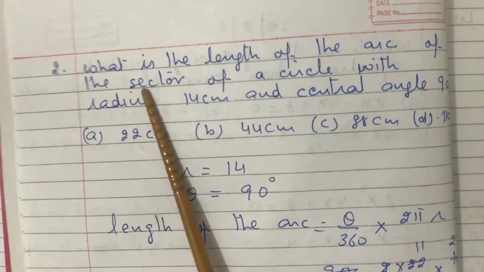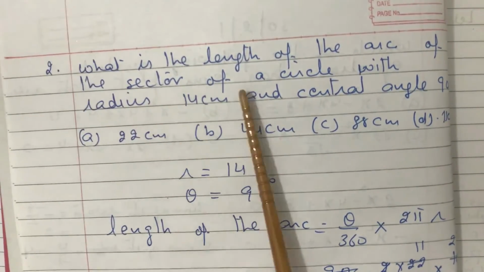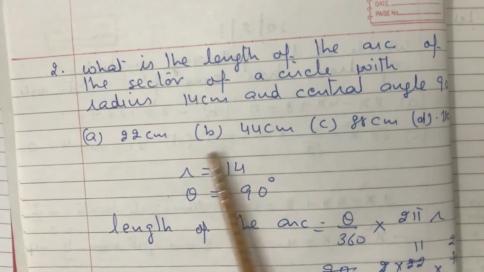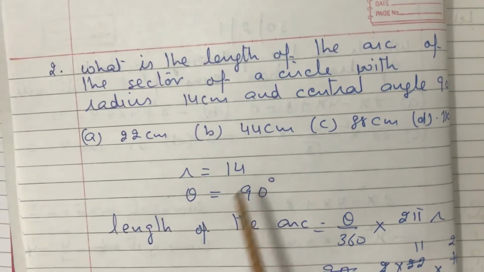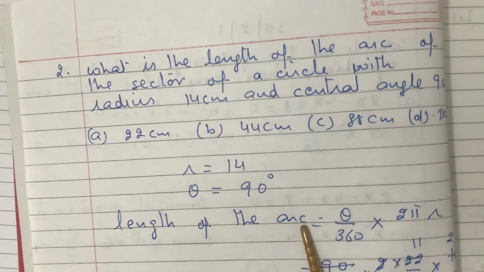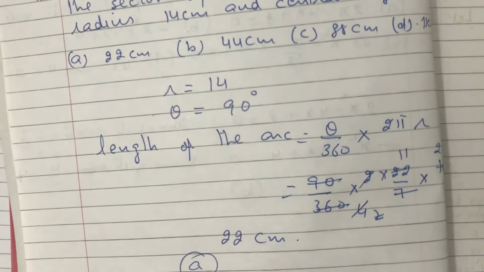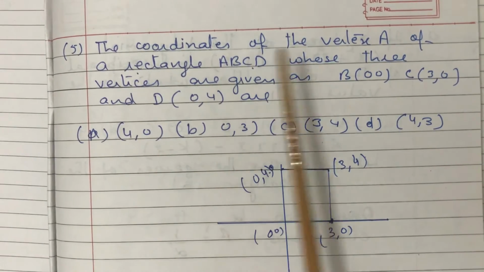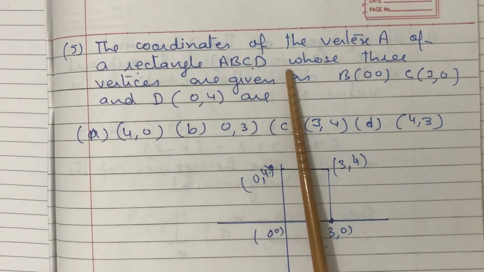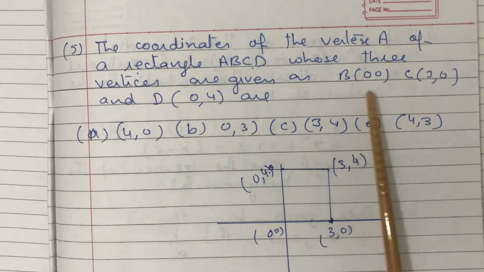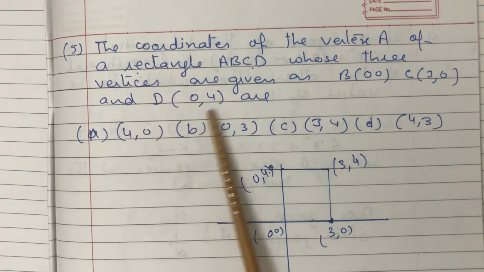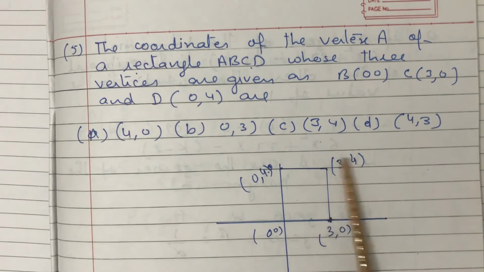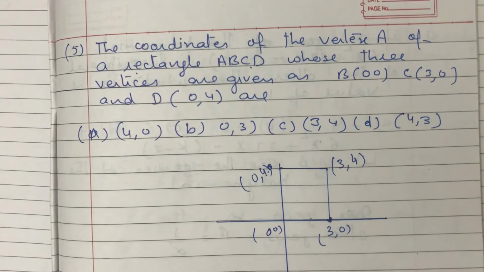Its second question is, what is the length of the arc of the sector of a circle with radius 14 centimeter and central angle 90 degree? There are 4 options. Here r is 14, theta is 90 degree. Write the formula for the length of the arc, substitute the values, you will get 22 centimeter. So A is the option. Now the fifth question is, the coordinates of the vertex A of a rectangle ABCD whose 3 vertices are given as B(0,0), C(3,0) and D(0,4). Draw this figure, you will get the coordinates of this point as (3,4). So C is the option.